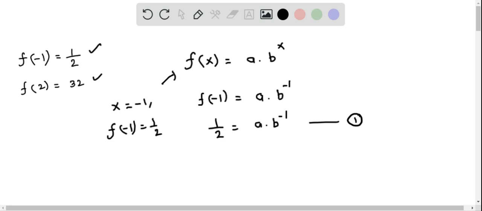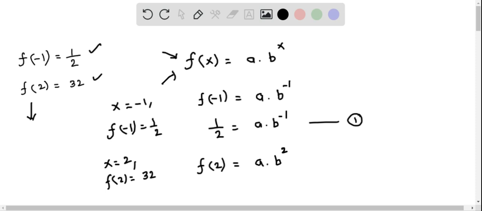Now let's plug in the other point, that is f of 2 equals 32. So at x equal to 2, f of 2 equals 32. Let's plug in x equal to 2 into the function f of x. So it becomes f of 2 equals a times b raised to the power of 2. F of 2 is 32, and so we write 32 equals a times b squared. Let's say this is equation number 2.